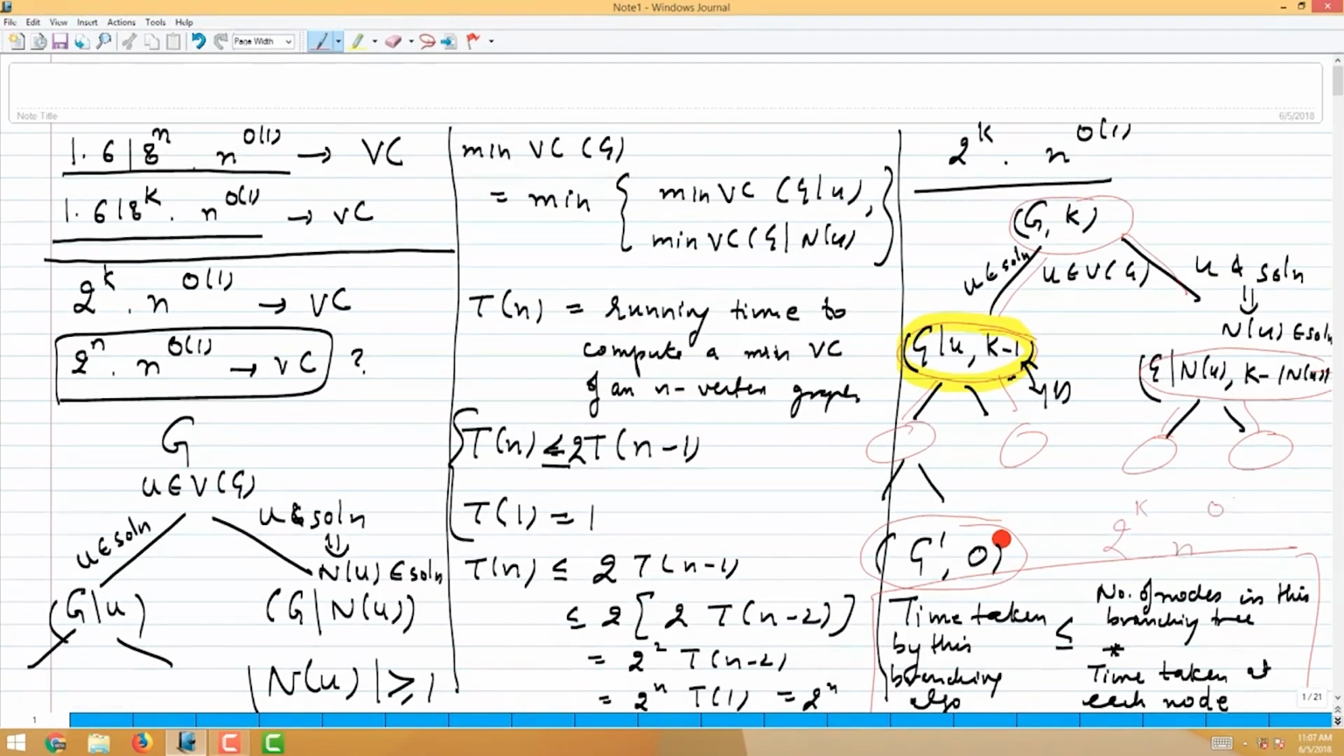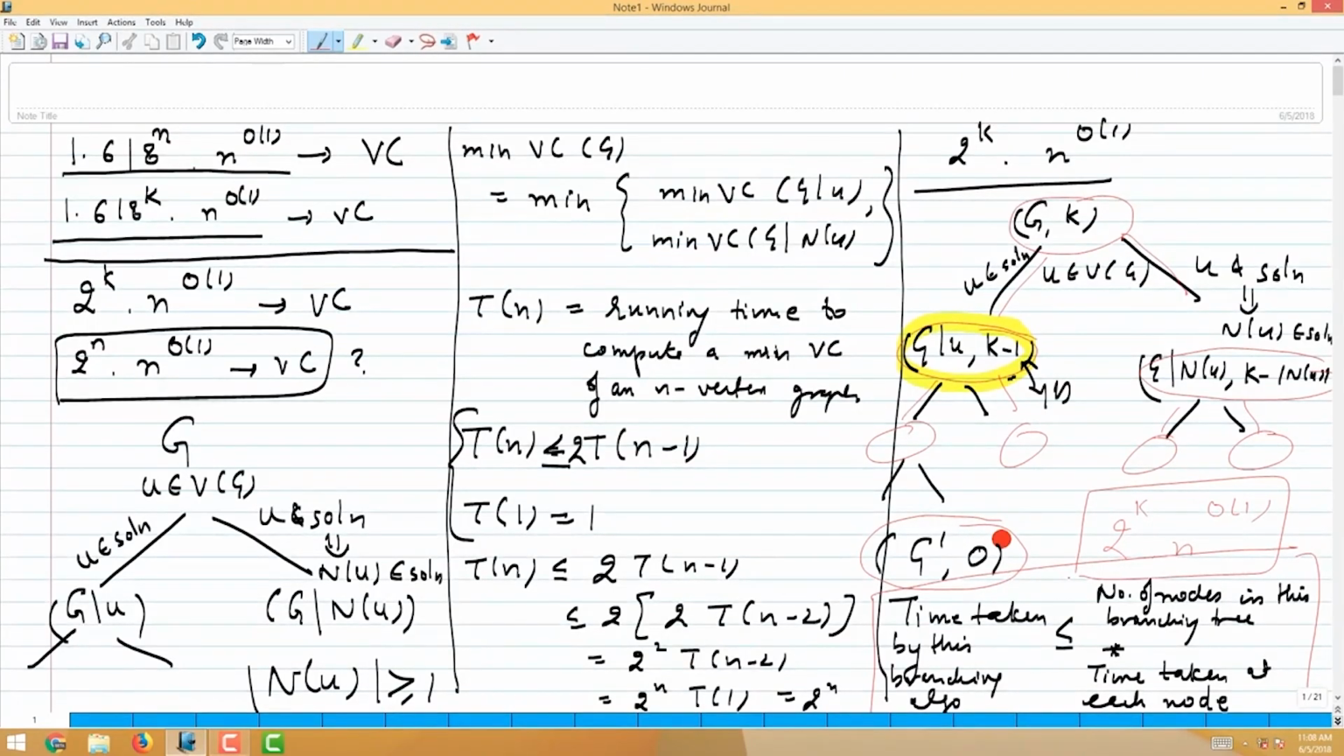Because at any point you start with a node, you spend polynomial time at that node, then you branch into other nodes. At each node you're spending polynomial time, and the total number of nodes that you'll be looking at is only 2 to the k, right? So yeah, this is one way in which we can analyze the running time of the branching algorithm. And the important thing to note here is, in this branching tree it was easy to see that the number of nodes is some 2 to the k, okay?